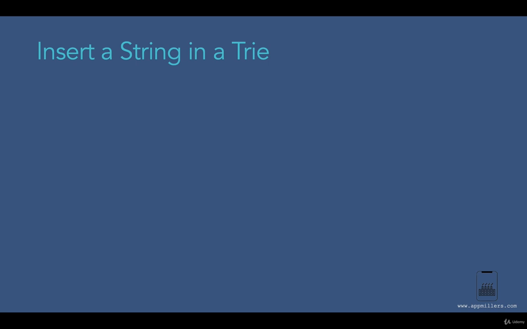Now the first case is that the trie is blank. So let's say we want to insert this word into a trie, and we have noticed that we have created a trie and the trie is empty. So how can we insert this string into the trie? As we said before, the first thing that we are going to do is create a node and assign the first letter of this string to this node.